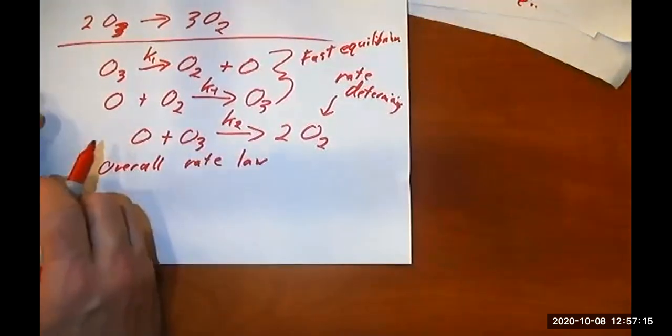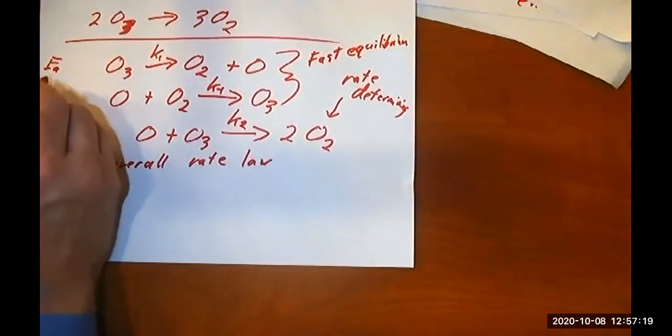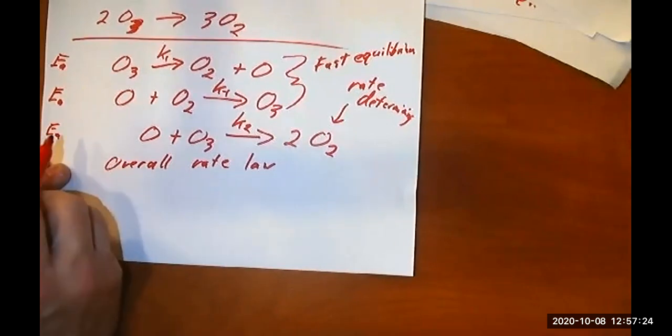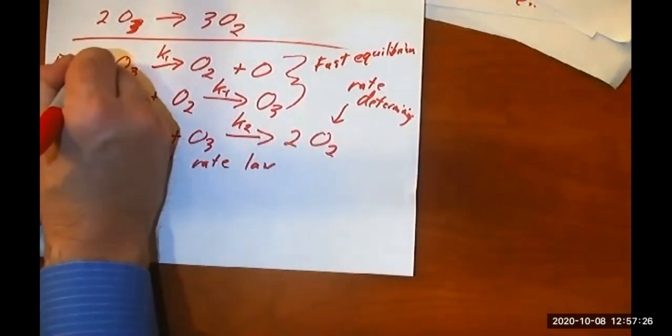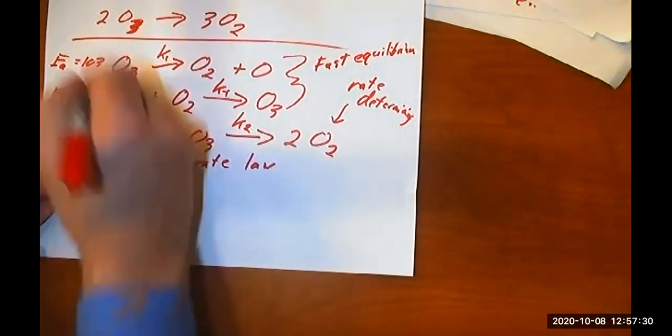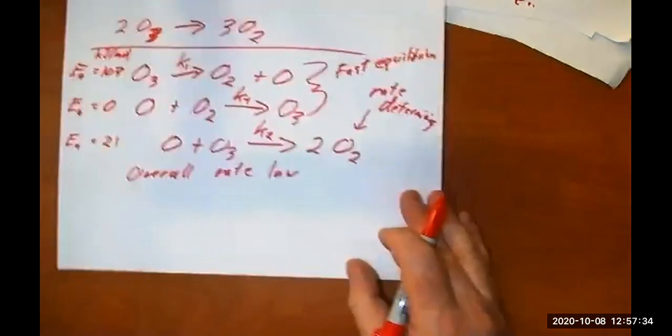I'm also going to give you activation energies for each of these steps. And what we would like to know is the overall activation energy. So 103, 0, 21, and these are all in kilojoules per mole. Okay.